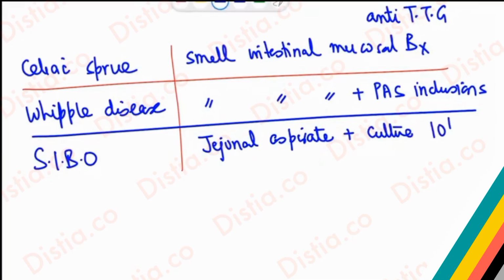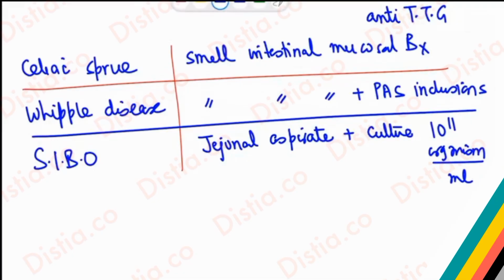That would be to the tune of 10 raised to power 11 organisms per ml. I mean, traditionally the counts here are in the range of 10 raised to power 8. I did not write tropical sprue here because, you see, for tropical sprue, even if you do not do a small intestinal mucosal biopsy, it will still work.